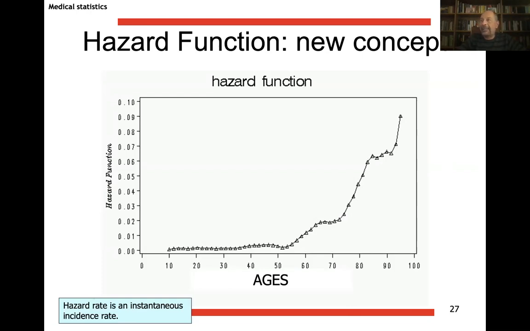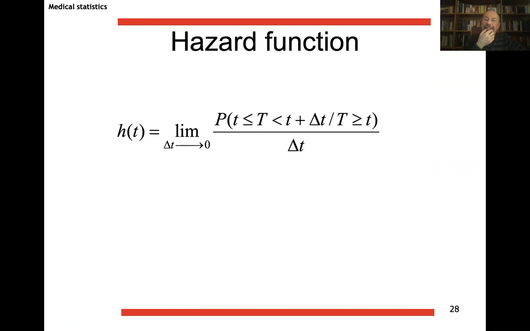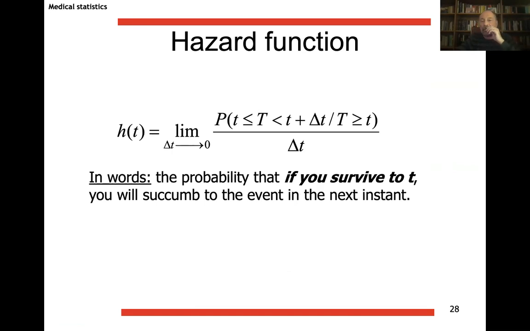So this is an instantaneous incidence rate. And the definition I told you is given by this Bayes formula. It is the probability that if you survive until T, you will succumb to the event in the next instant, in the next time interval, if you want. So that is the probability of surviving in this time interval, assuming that T is greater than T, divided by delta T. The point hazard function, which is of course not something you can measure, you can only calculate it, will be the limit where delta T goes to zero of this probability.